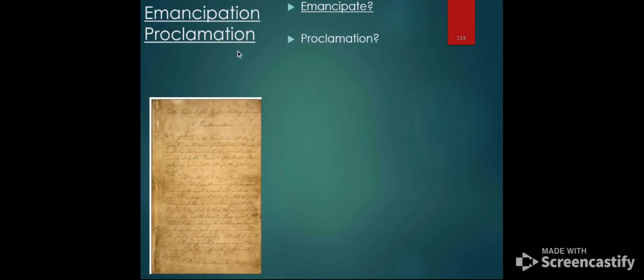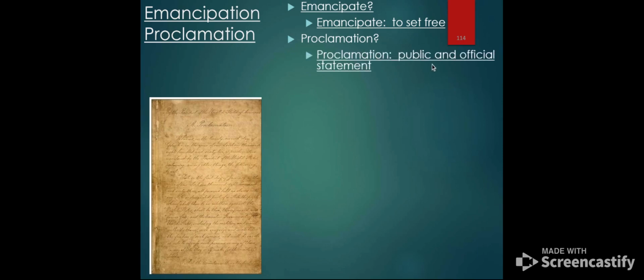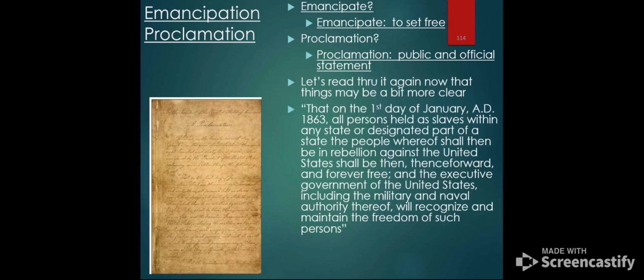So to start off, Emancipation Proclamation, I would argue this is the third most important or famous sheet of paper in American history after the Constitution and the Declaration of Independence. So let's look at its title. Emancipate means to set free. Proclamation, the root word, is proclaim, which is a public and official statement. So it's kind of a lot of syllables in that. We know we have a document that is a public statement that's setting someone free.